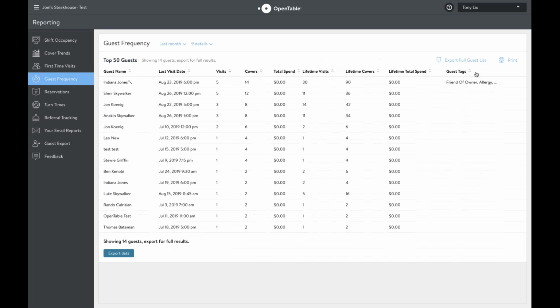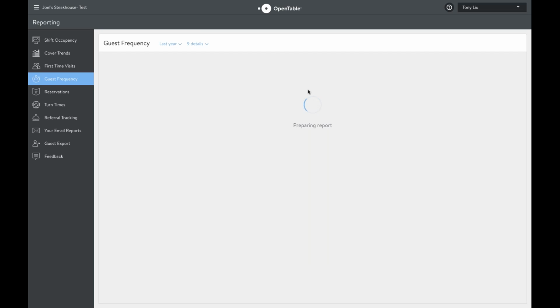In fact, once you do the report, there's an exporting feature called export full guest. So even if it's showing only 50 guests, when you export it out, it actually shows you all of it for that month. So you can say, hey, show me all my guests last year. And then, sorry, year to date. Let's see if it has anything year to date.